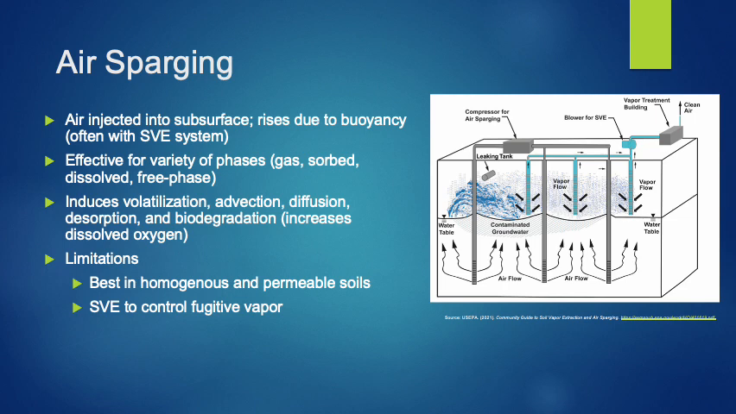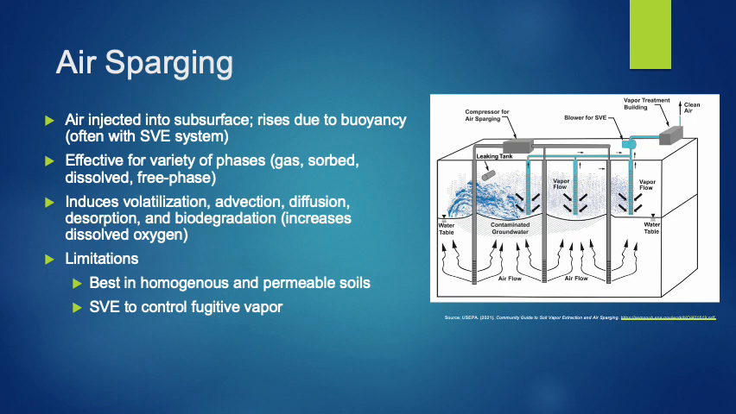Air sparging is a similar technology to SVE, although it operates in an opposite manner. Air is injected into the subsurface below the lowest known level of contamination. The air, through the effect of buoyancy, will rise towards the surface and remove mass through a variety of mass transfer and transport processes. An air sparging system is commonly paired with an SVE system for removal as well as to control the injected air. Air sparging may be used to treat impacted groundwater, but like SVE, it is best used in homogeneous or permeable soils.